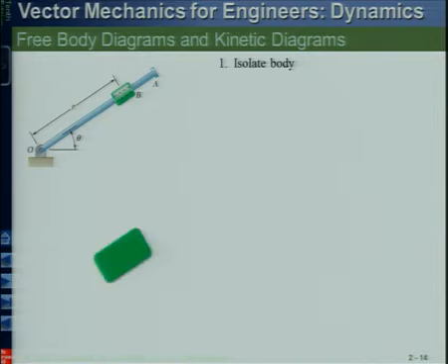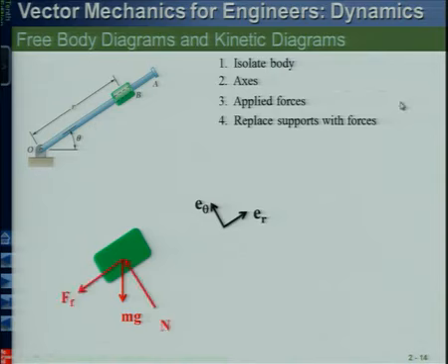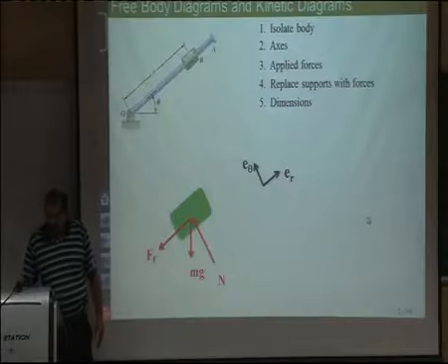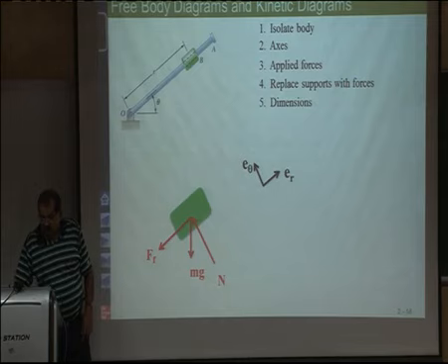He says isolate the body, you draw the body first, then you show the axis. Because you use cylindrical coordinates, you show e_r as the outward direction, e_theta as this, and then you will put your kinetic diagram, you will show the force diagram, you will put here, then you have an applied force. So then, okay, then you replace the supports with forces. So you show the forces, as I said, mg acting here, friction and normal reaction, and then dimensions, if any lengths etc. are needed, you can keep that in mind.